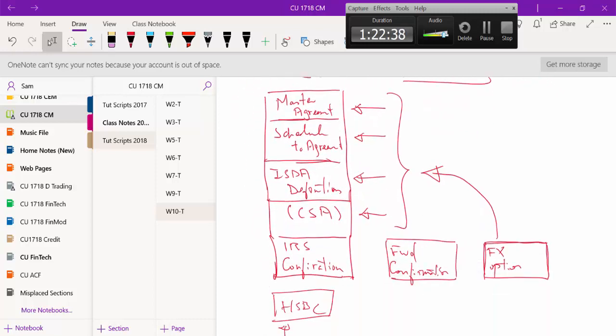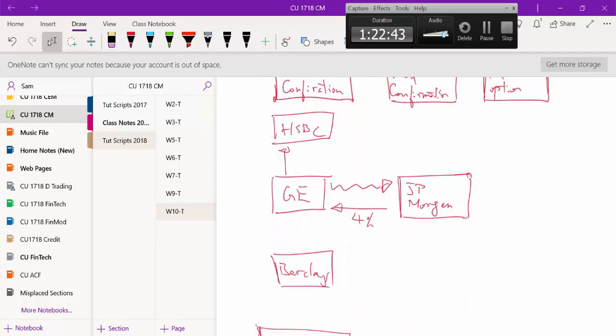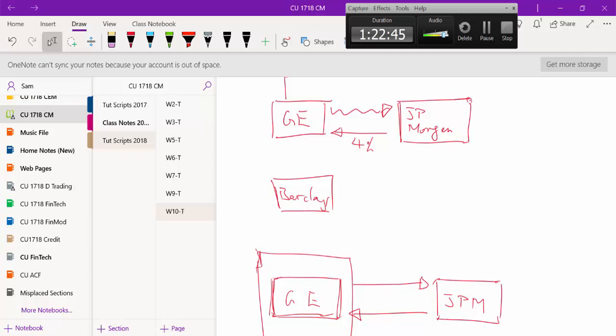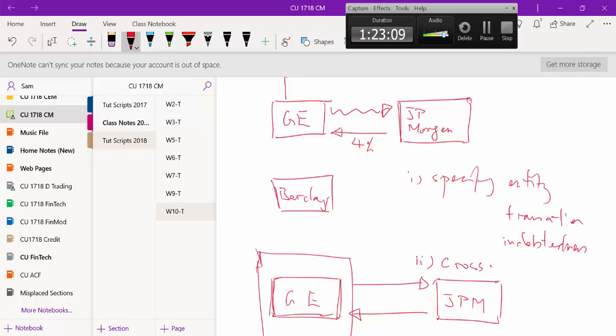And the way you would deal with that is by populating all these clauses, like specified entity, specified transaction, or specified indebtedness, and so on. And then the other thing is the concept of cross default. So these are mainly the things I really want to share with you today.